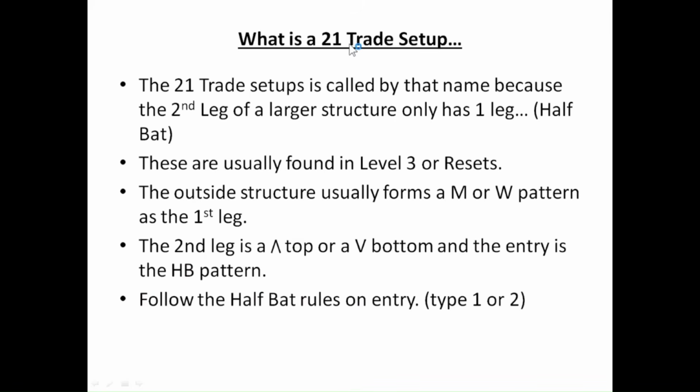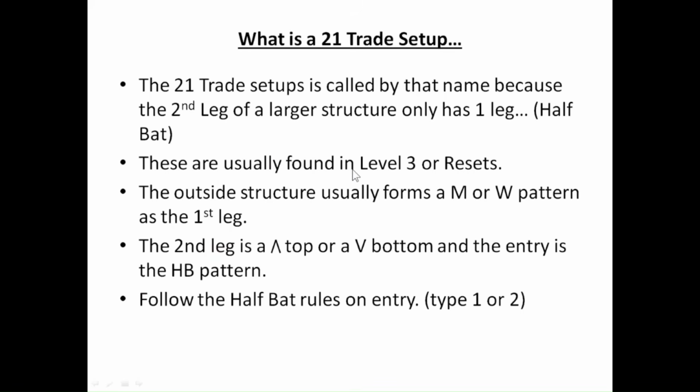So the question is, what is a 21 trade setup? The 21 trade setup is called by that name because the second leg of a larger structure only has one leg. For example, a half a bat. So in other words, with a 21, you have 2 legs, that means it's an M, and then 1 leg is a half a bat. So you have an M first on the first leg, and the second leg is going to be half a bat. That's it. Okay, keep things simple. Steve was the one that came up with this, which is kind of cool.